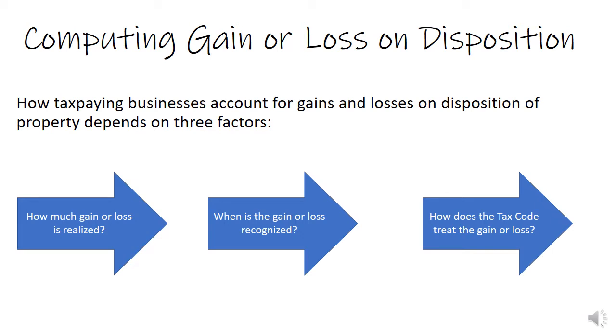Now, how a tax-paying business accounts for its gains or losses on disposition of property. Disposition can mean sale, exchange, destruction, any of the above. It depends on three factors: what the amount of the gain or loss is, what the timing of the gain or loss is, and whether the tax code has special treatment for that specific gain or loss.